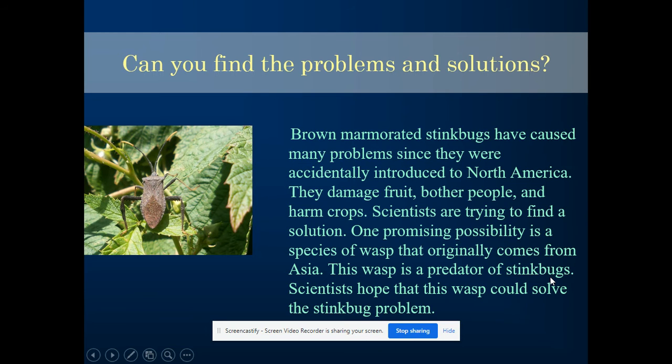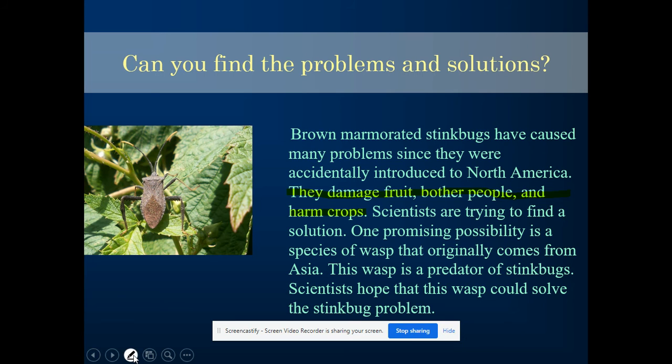Okay, let's look in here, and I'm going to get the highlighter ready. I can already tell from the photograph that we're going to be reading about a stink bug. And we're going to read some problems and solutions, and we're going to look for the problem and solution here. I don't want to just find the clue words. I want to find what's the problem, what's the solution. Brown marmorated stink bugs have caused many problems since they were accidentally introduced to North America. They damage fruit, bother people, and harm crops. Uh-oh, so what's the problem already? Stink bugs damage fruit, bother people, and harm crops.